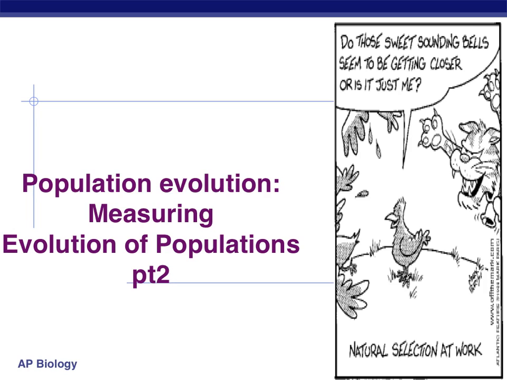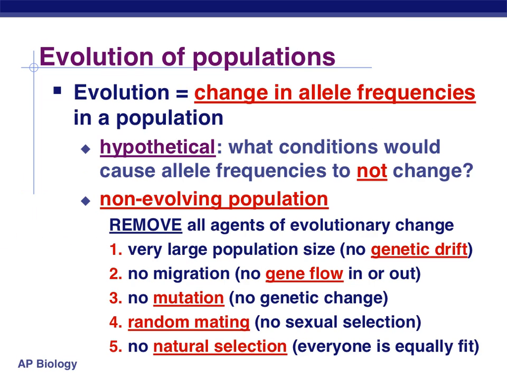Okay, here we go. Measuring populations. Just to recap a little bit, we know that evolution is a change in allele frequency, and that it's going to happen within a population. So hypothetically speaking, what conditions would cause allele frequencies to not change? What are some things we would have to do so that evolution would not take place? Well, we'd have to remove all of the agents of evolutionary change.